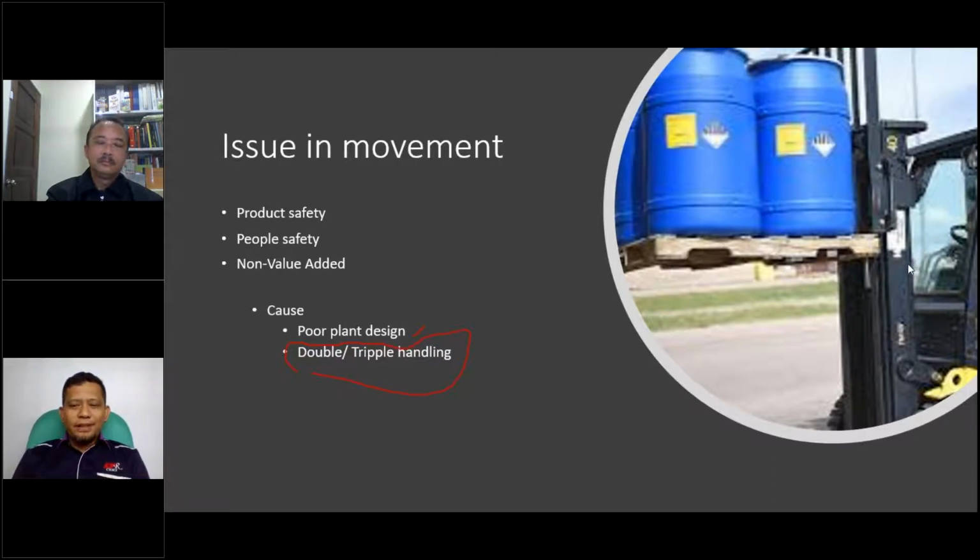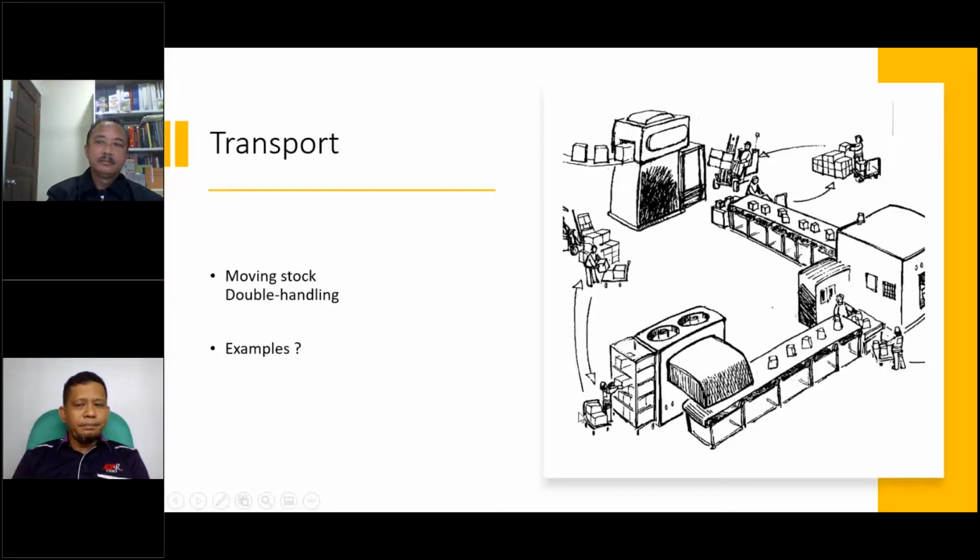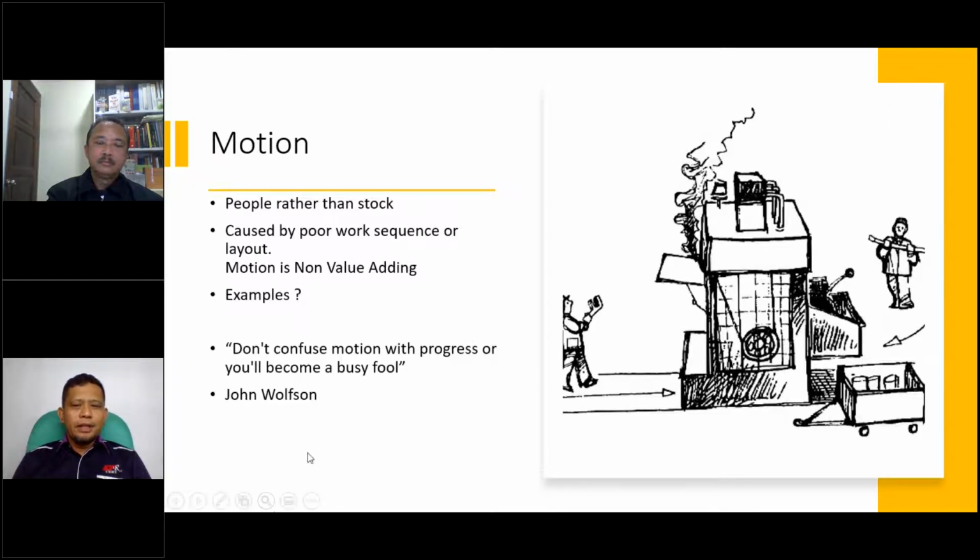So if it's avoidable, then better we eliminate that straight away instead of making additional movement or putting technology on the unnecessary movement. Okay, so in the 7 kinds of waste, transportation is about product movement, while motion is basically about people movement. All right, so what we're trying to do is we try to do both.